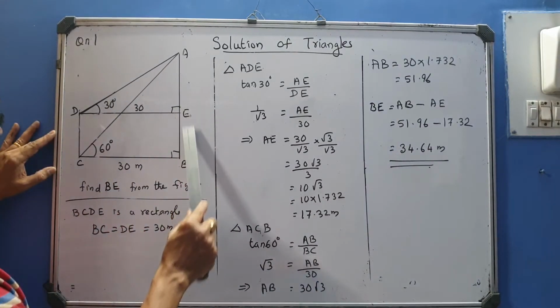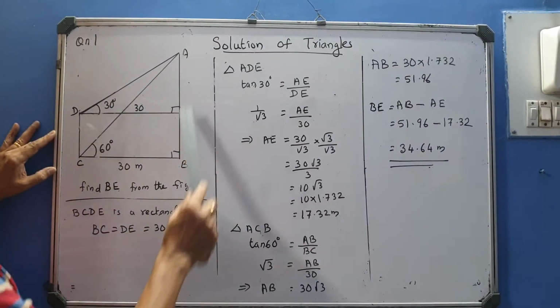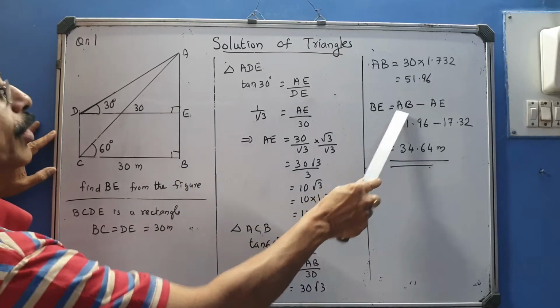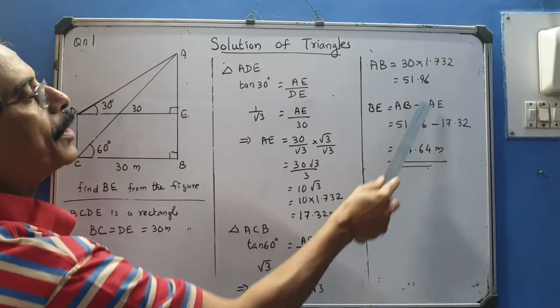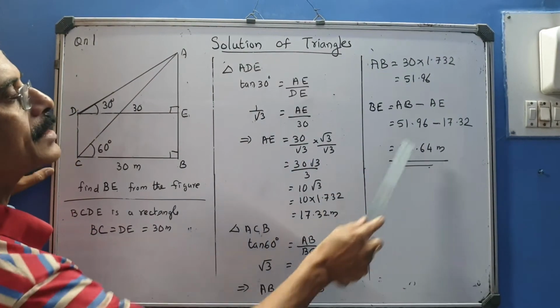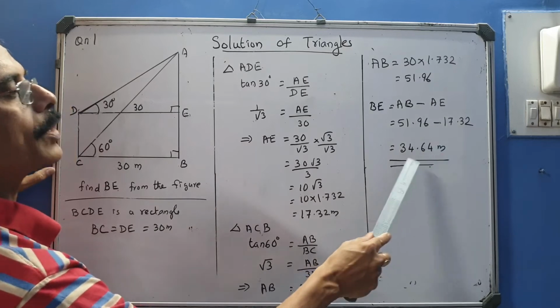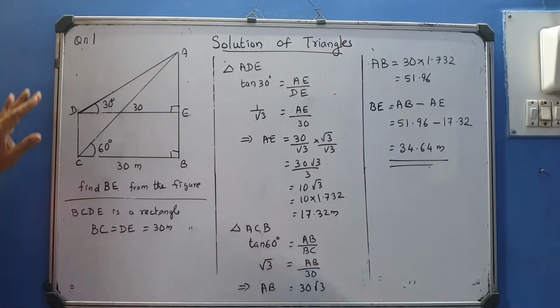Now the question is to find out BE. But BE is AB minus AE. AB we already got it, AB we got as 51.96 and AE we got as 17.32. Subtract, you get 34.64. So this is how you go.